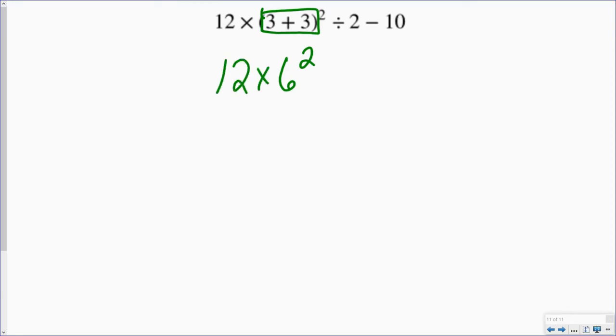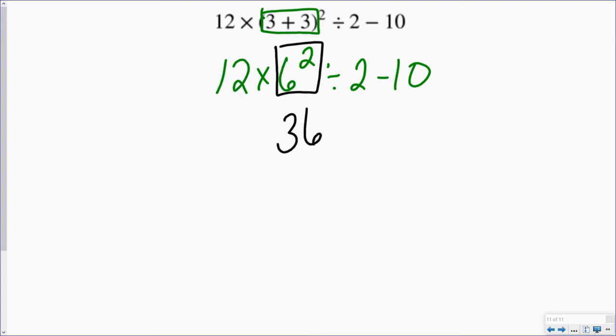12 multiplied by 6 squared divided by 2 minus 10. So now I look at my expression again. No more parentheses. So now I'm going to look for exponents. Well, I do have one exponent, which is right here. So 6 squared is 36. So again, everything else stays the same. So 12 multiplied by 36 divided by 2 minus 10.